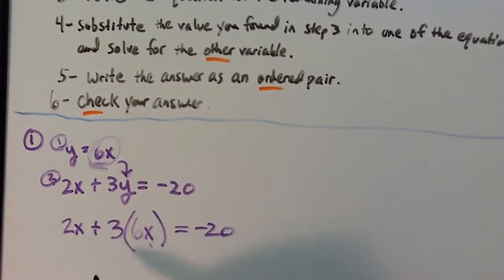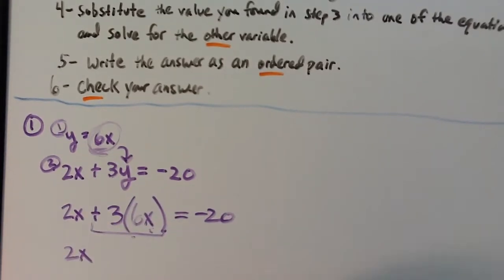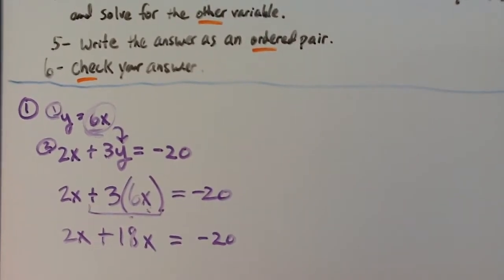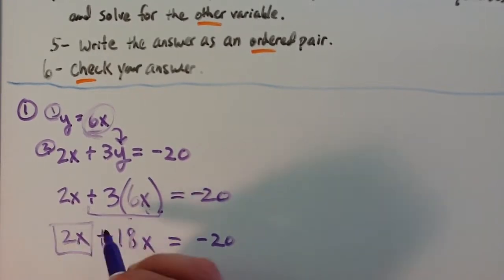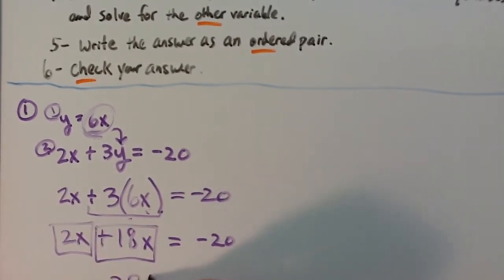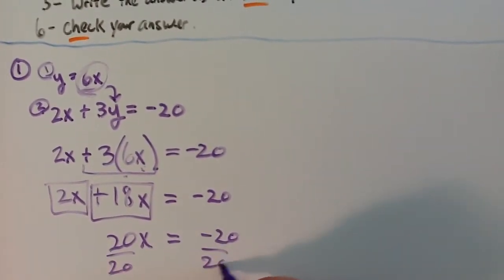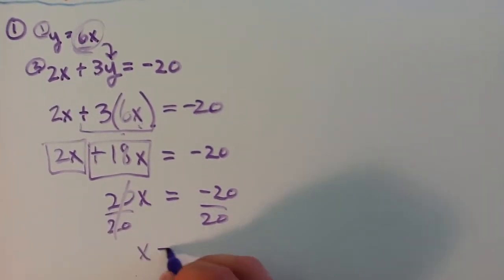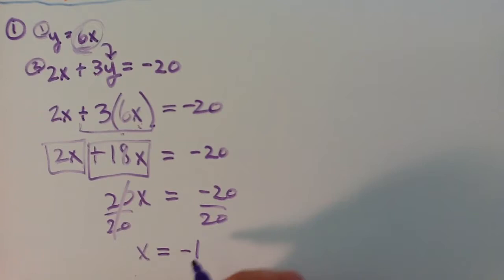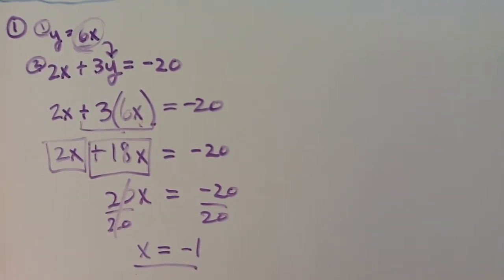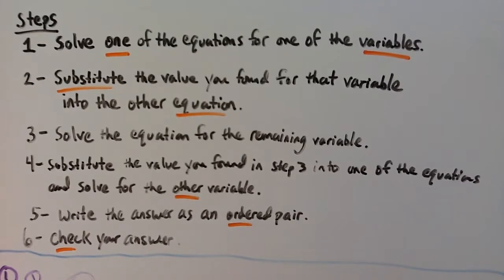Now let's solve this equation for x. I have 2x plus, what's positive 3 times 6x? Well, that would be positive 18x equal to negative 20. Do you have any like terms? What's 2x plus 18x? That's 20x equal to negative 20. Solve for x by dividing both sides by 20. So those 20s simplify, and x equals negative 20 over 20, that's negative 1. X is negative 1. Now that's not your solution. That's part of your solution. That's the x value in your ordered pair. But as we write this as an ordered pair, we need a y value.